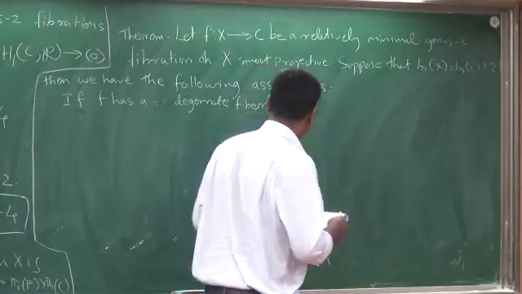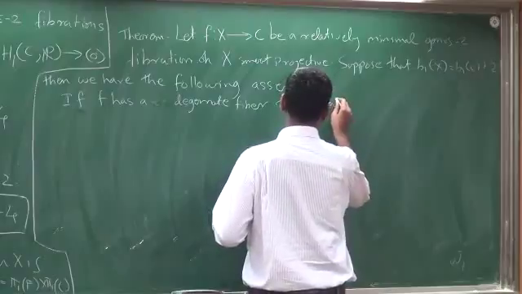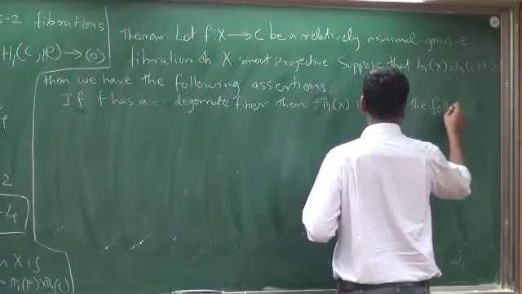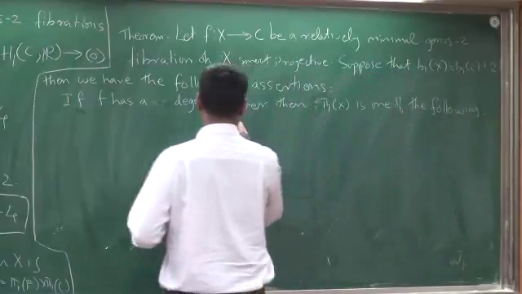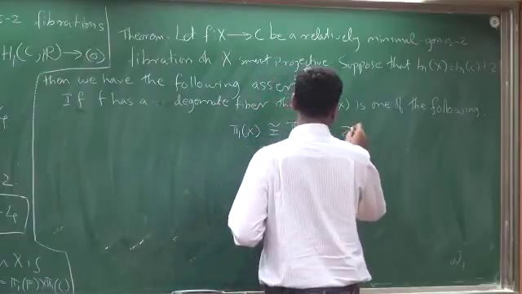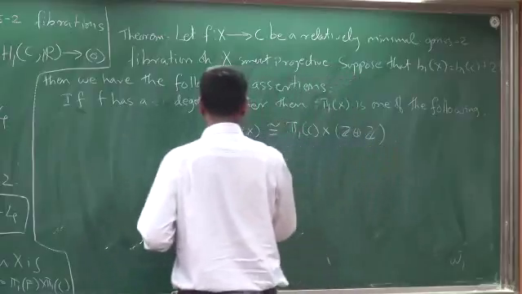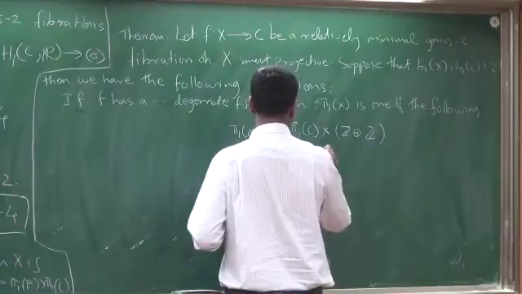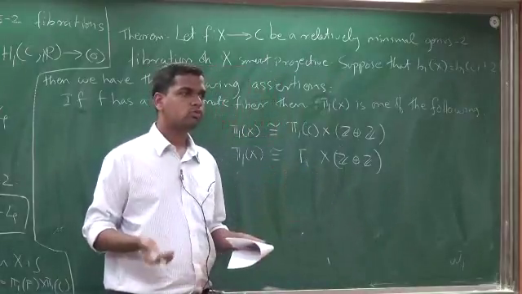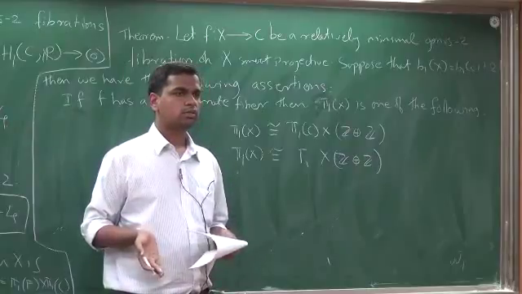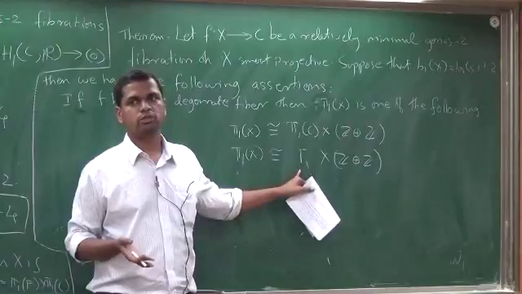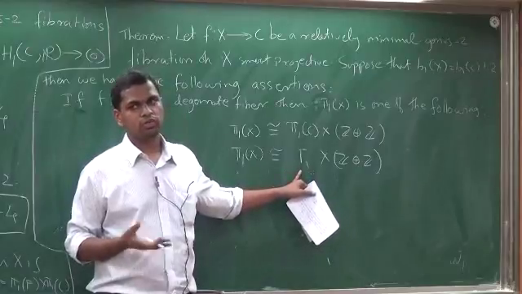So then pi 1 of X is one of the following. Pi 1 of X is isomorphic to pi 1 of C times Z direct sum Z, or pi 1 of X is isomorphic to gamma 1 times Z direct sum Z, where gamma 1 is a quotient of the fundamental group of some compact Riemann surface. It may seem a little mysterious right now, but I will explain when I explain the strategy of the proof which compact Riemann surface this will be. So it's a Fuchsian group, that's what we can say.